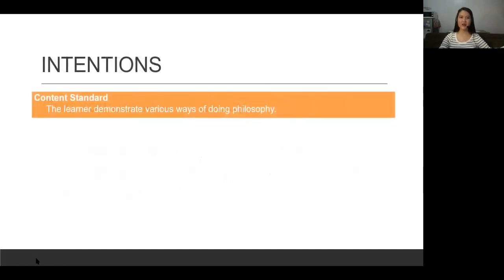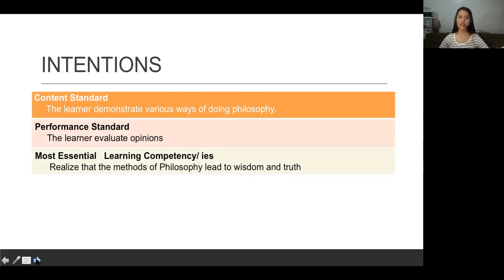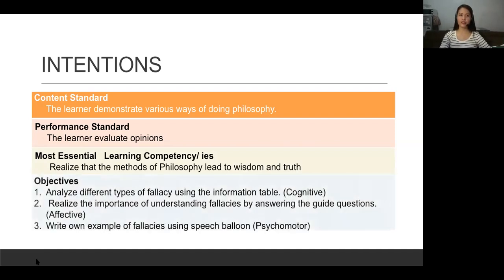All right. So our topic for today is about different types of fallacy. Our content standard: the learner demonstrates various ways of doing philosophy. Performance standard: the learner evaluates opinions. Most essential learning competency: realize that the methods of philosophy lead to wisdom and truth. For our objectives: analyze different types of fallacy using the information table, realize the importance of understanding by answering the guide questions, and write your own examples of fallacies using a speech balloon.